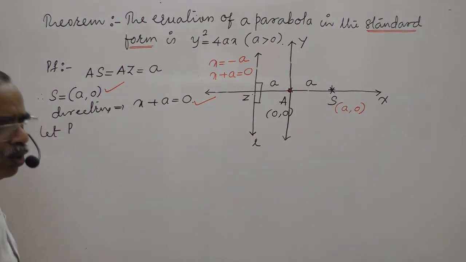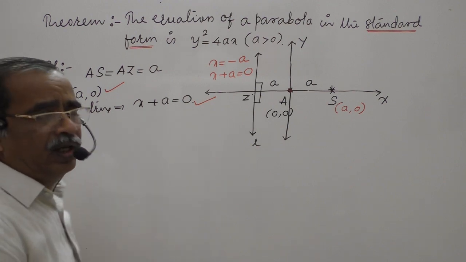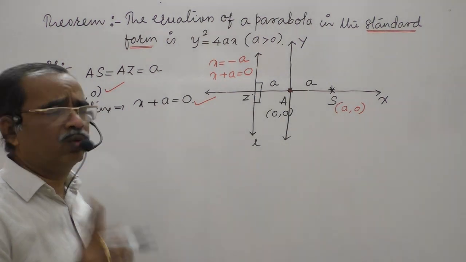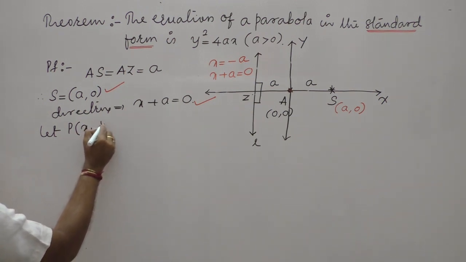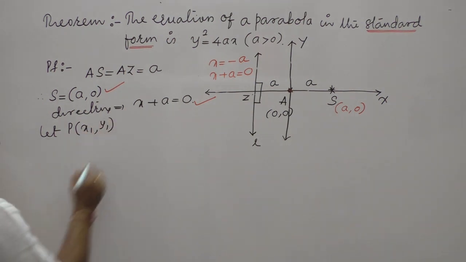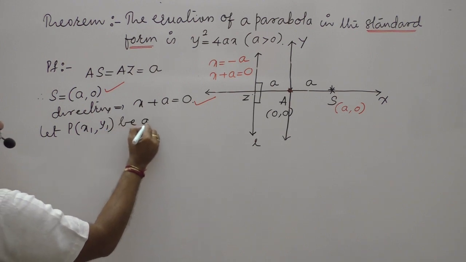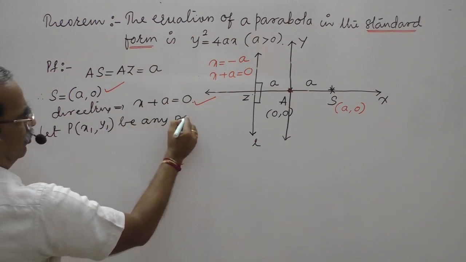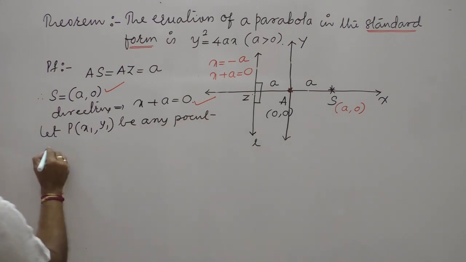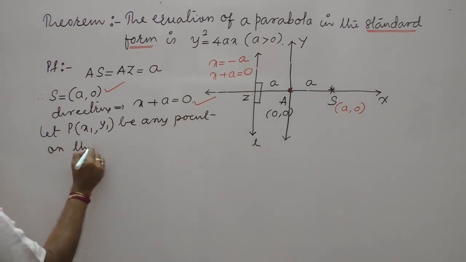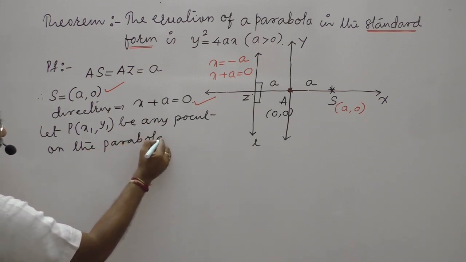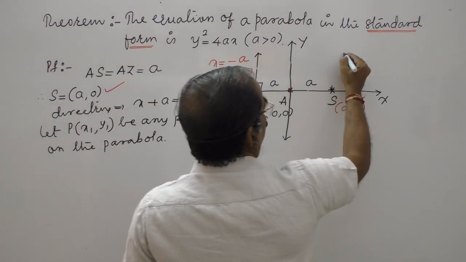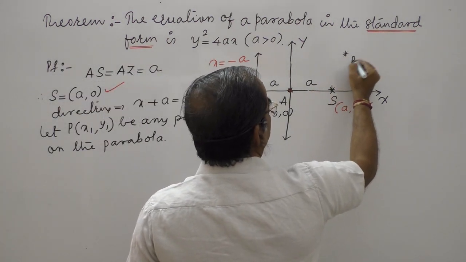Definition says parabola is a locus of a point P satisfying the condition SP by PM equal to 1. Because it is a locus, we have to take a point on the locus. Let capital P (x1, y1) be any point on the parabola, which is a locus. Say here this is the point.